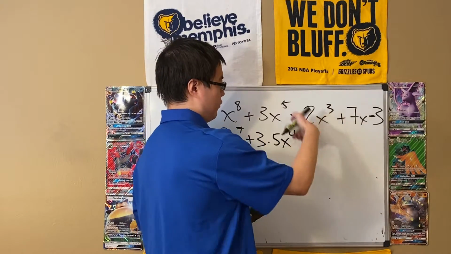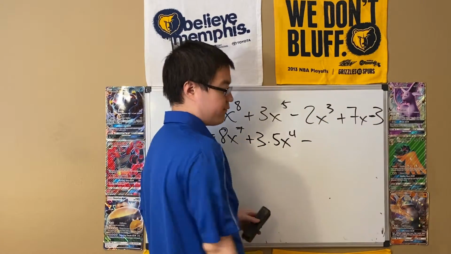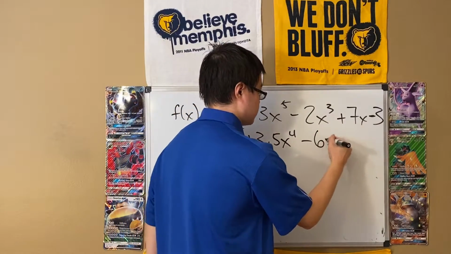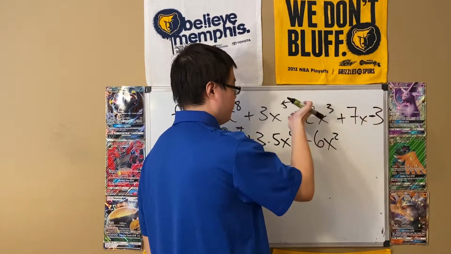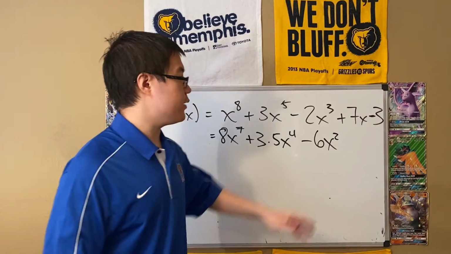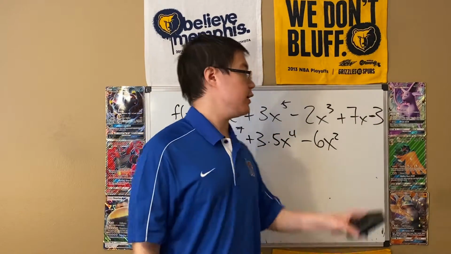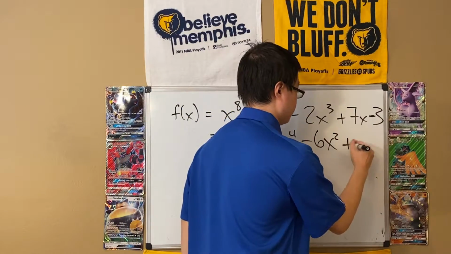So in this case, if you want to practice, you just take the power to the front. The 2 is already there, so you multiply it, so that's going to be minus 6x squared. Boom. And then finally, the derivative of plus 7x, remember the derivative of a constant times x is just that constant, so it's going to be plus 7.